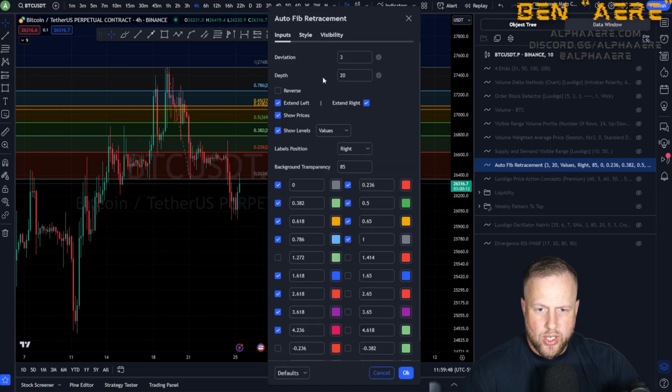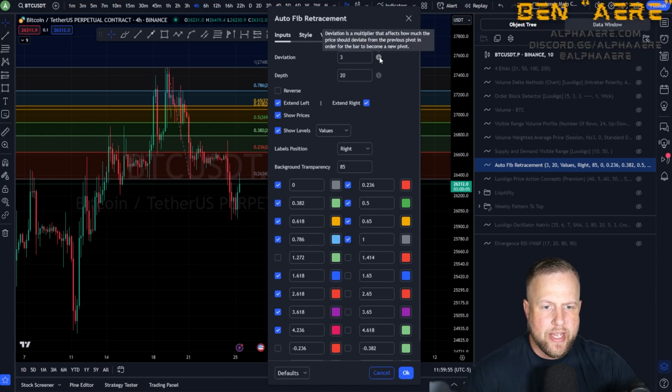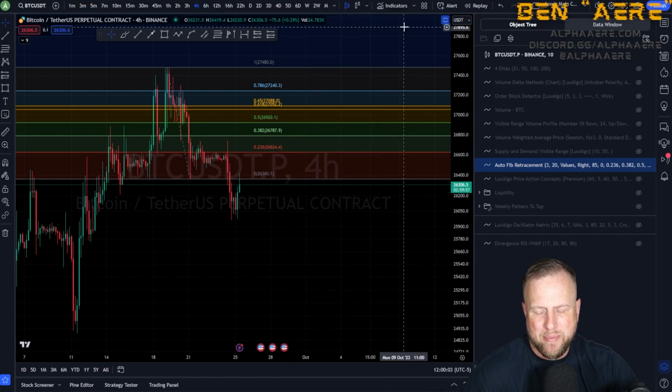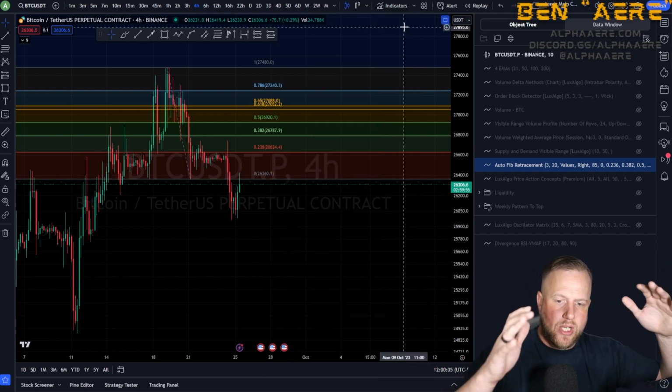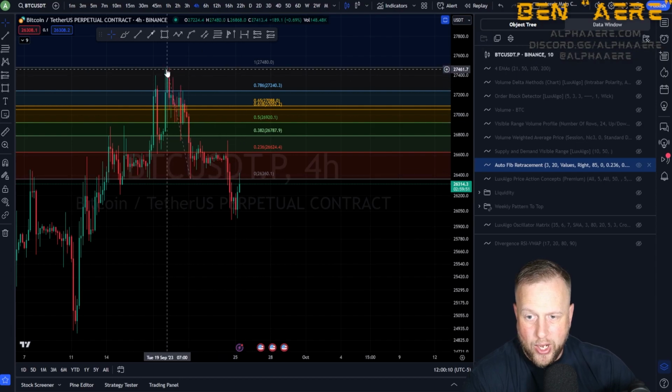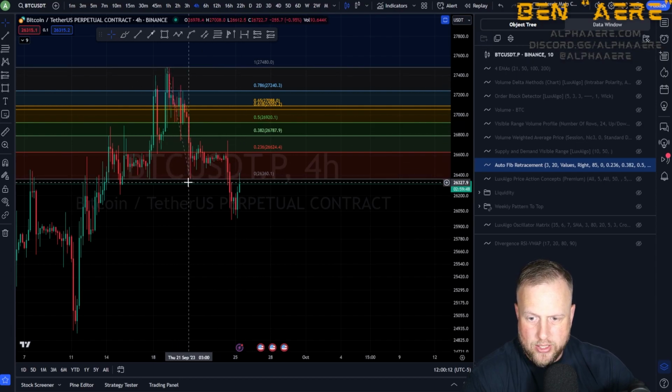Now, input wise, you can do your deviation, you can set that to what you want, but it's a multiplier that affects how much the price should deviate from the previous pivot, or depth, which is how many candles it's going to use, right? So 20 is the default. I tend to like that. Sometimes I'm looking at larger time frames, I'll increase that a little bit, but you can see our fib levels here. It took it right from the top wick right to the bottom of the wick.